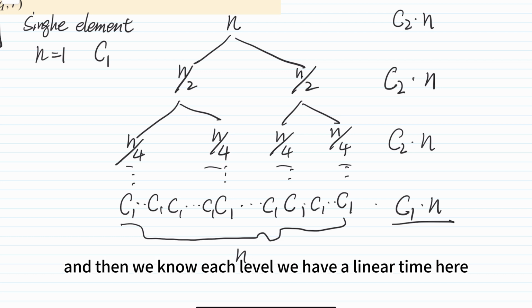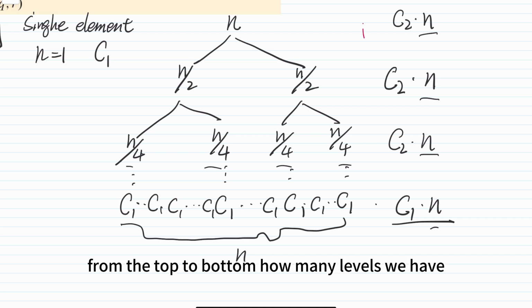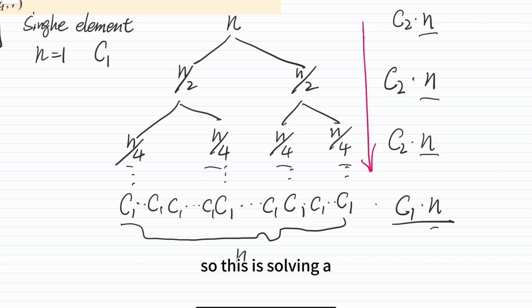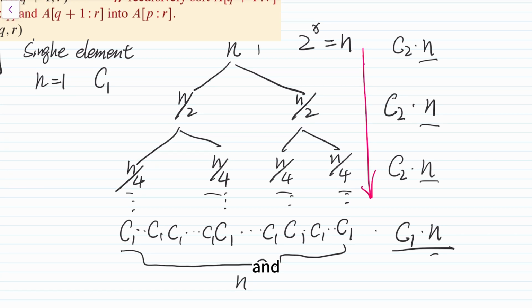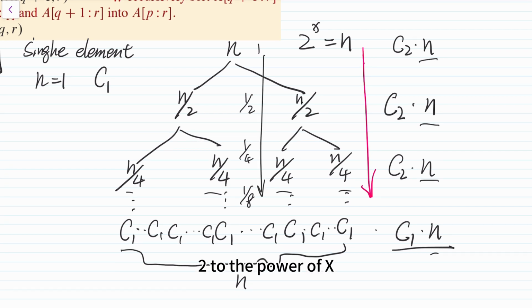And then we know each level has a linear time here. And from the top to the bottom, how many levels do we have? So this is solving 2 to the power of x equals n. Because we have 1, right? And then 1 of 2, 1 of 4, 1 of 8. This is 2 to the power of x. So x will equal log n with base 2.